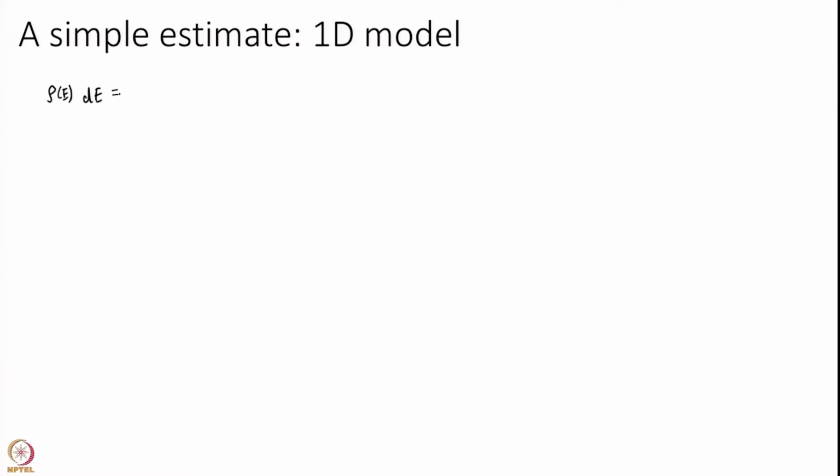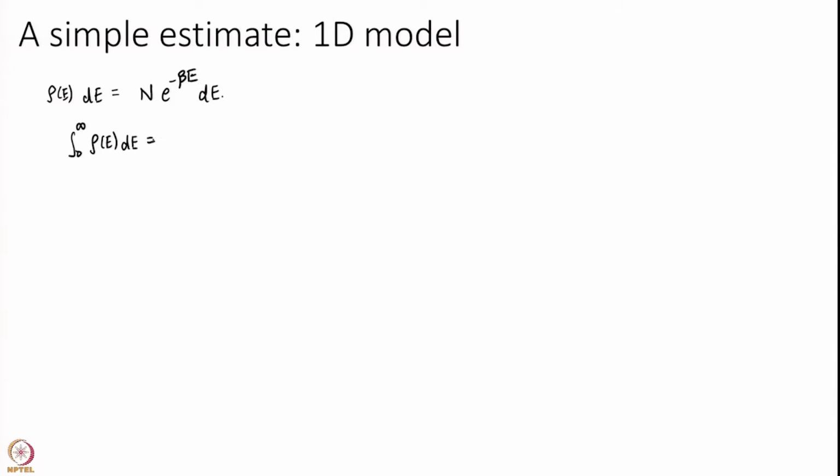Well, this is nothing but the Boltzmann distribution. So, rho of E dE is my Boltzmann distribution times some normalization constant. The probability that I am at energy E is simply given by this. The only trick remains in calculating this n.